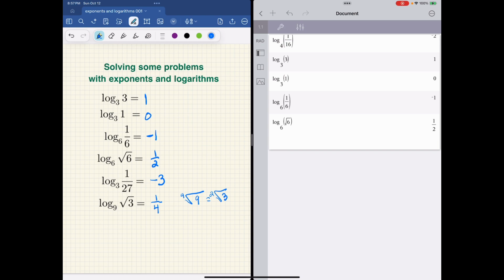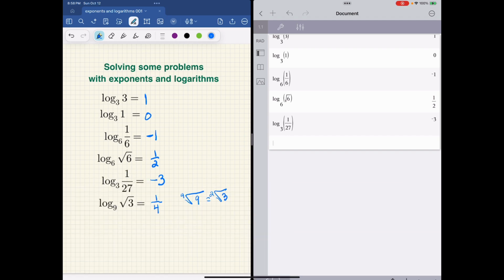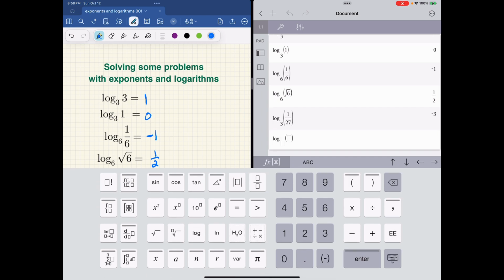Now the log base 3 of 1/27 equals what? Log base 3 of 1 over 27 equals what? And we see that that equals minus 3. And finally, log base 9 of the square root of 3 equals what? Log base 9 of the square root of 3 is going to equal 1/4, as we said.